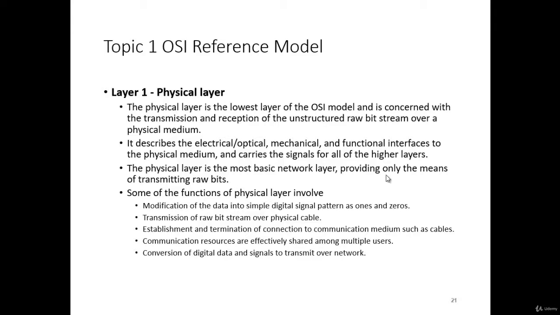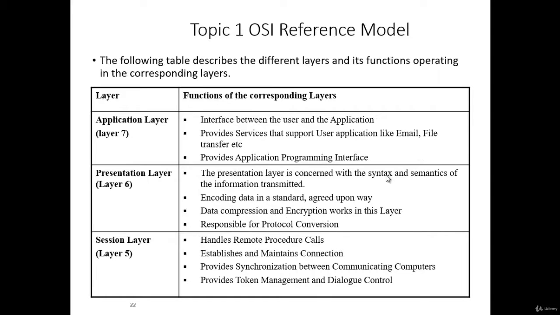Some of the functions of the physical layer involve modification of data into simple digital signal patterns as ones and zeros, transmission of the raw bit stream over physical cable, establishment and termination of connection to the communication medium such as cables, communication resources being effectively shared among multiple users, and conversion of digital data and signals to transmit over the network. The following table describes the different layers and their functions operating in the corresponding layers.